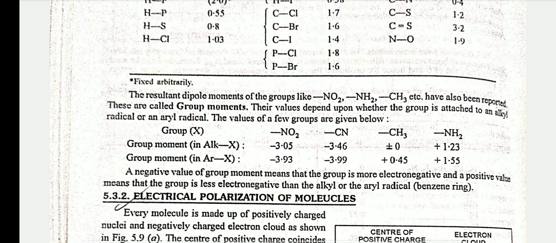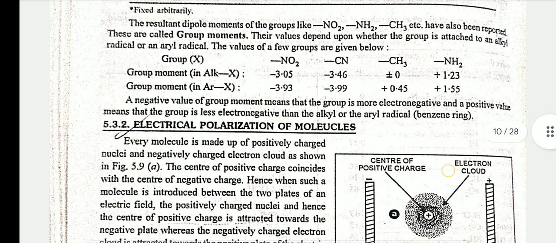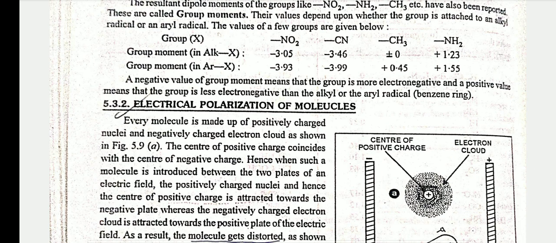Group moment in alkyl for NO2 is minus 3.05, in aryl 3.93. CN in alkyl group is minus 3.46, in aryl minus 3.99. CH3 in alkyl group moment is 0, in aryl 0.45. A negative value of group moment means that the group is more electronegative, and a positive value means that the group is less electronegative than the alkyl or aryl radical or benzene ring.